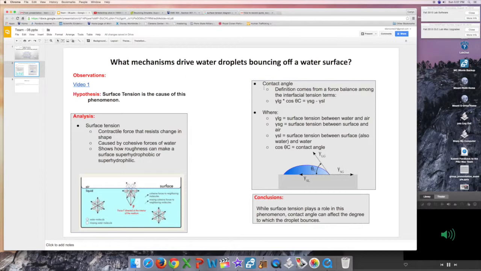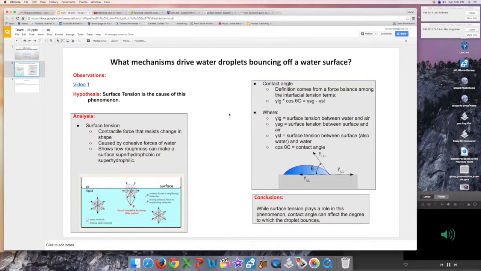Even though surface tension affects how the water droplet bounces off a surface, we also found that contact angle contributes to a degree to how the water droplet bounces. And the contact angle comes from a force balance among the interfacial tensions as defined by the following equation.